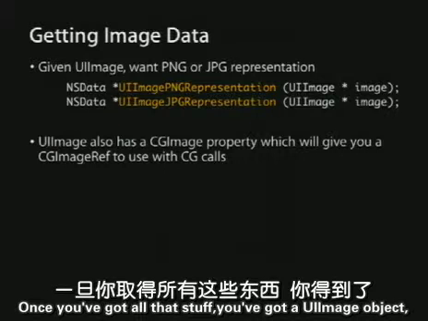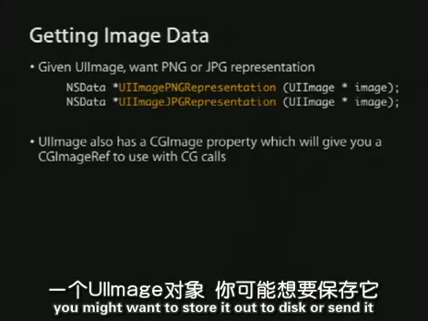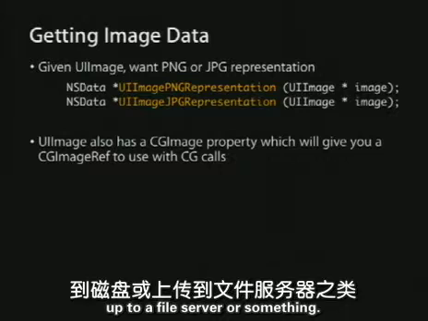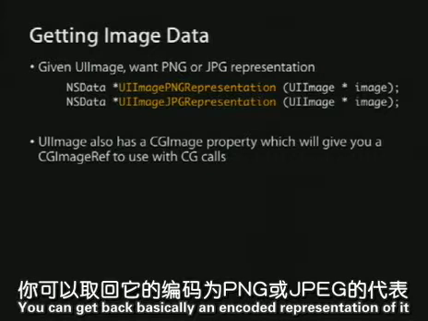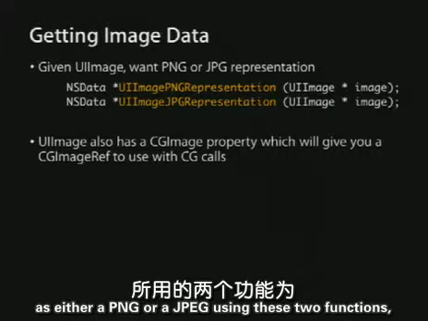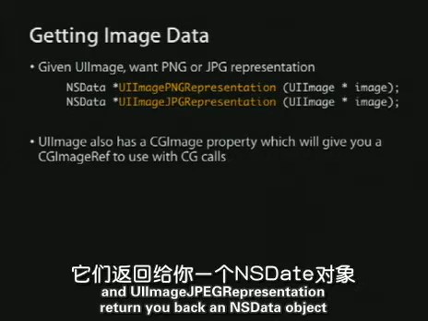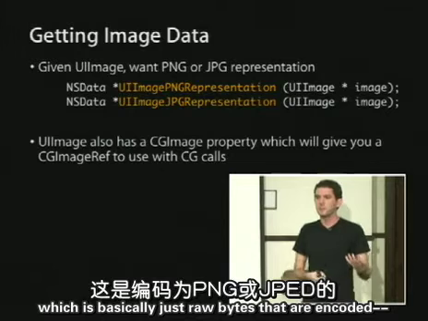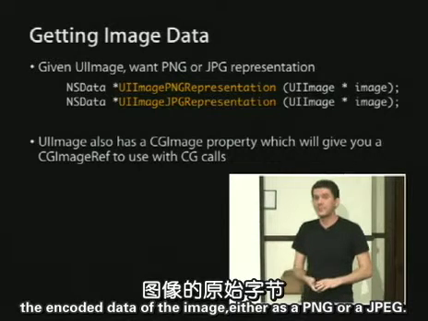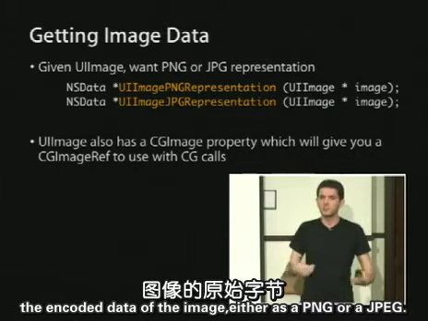Once you've got all that stuff, you've got a UIImage object, you might want to store it out to disk or send it up to a file server or something. You can get back basically an encoded representation of it as either a PNG or a JPEG using these two functions, UIImagePNGRepresentation and UIImageJPEGRepresentation, which return you an NSData object, which is basically just raw bytes, the encoded data of the image, either as a PNG or a JPEG.